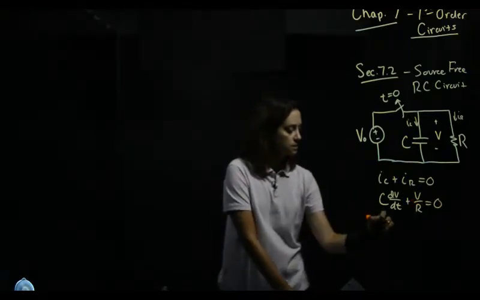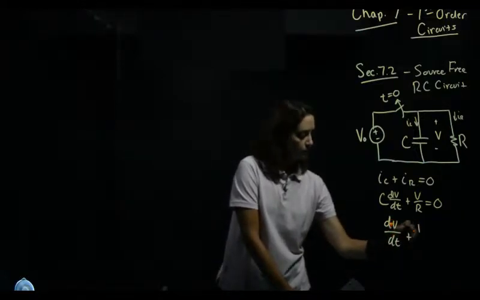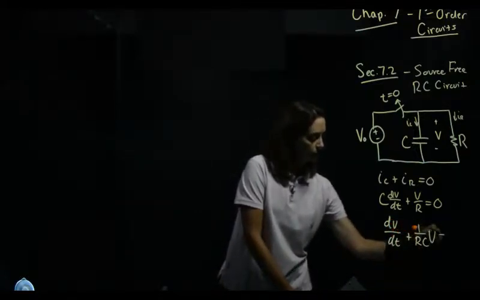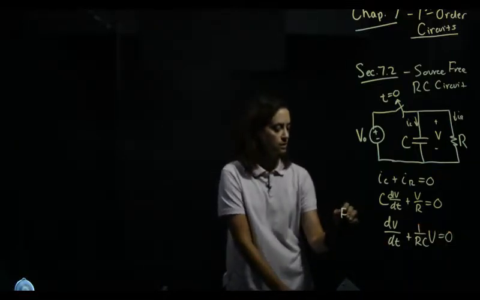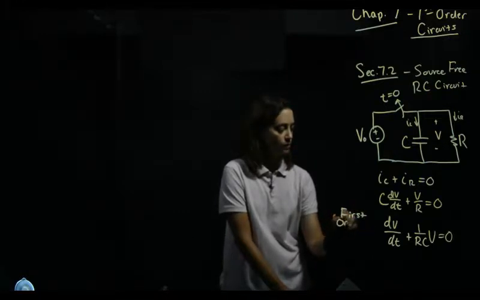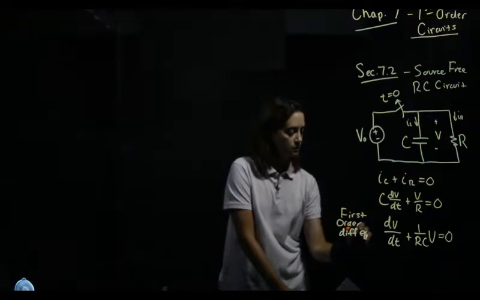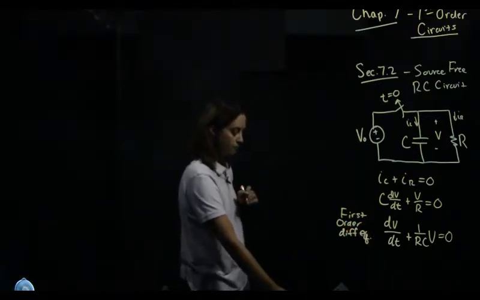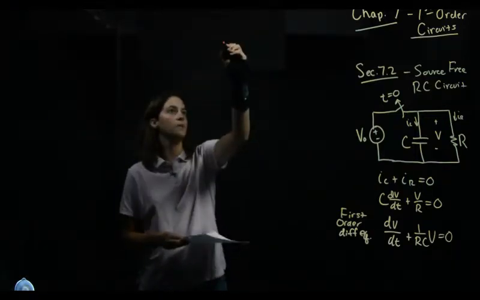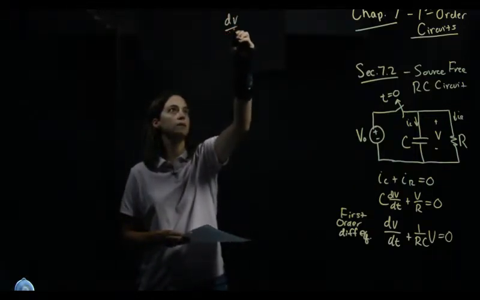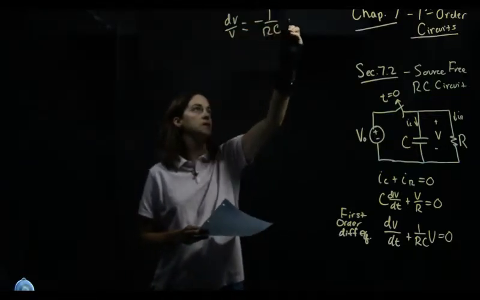And if I rearrange this, I get what's called a first-order differential equation. All right, so we want to solve that. So we're going to rearrange a little bit. Going to write dV over V equals minus 1 over RC dt.